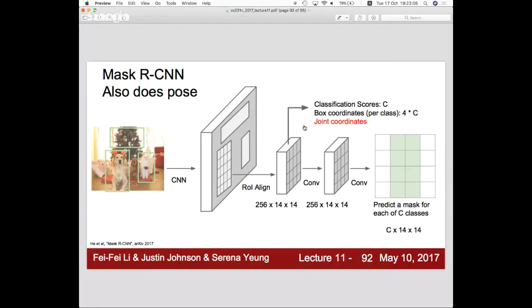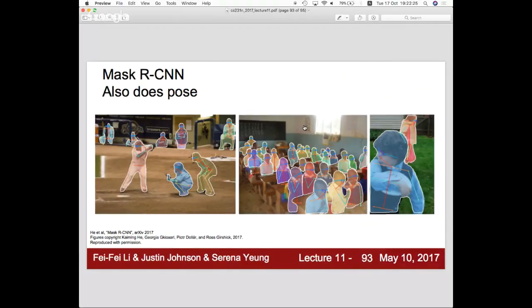And previously, Xiaomei also talked about joint pose estimation, right? Mask R-CNN also does pose estimation. The idea is also simple. In Faster R-CNN, you just add a new output to predict the joint coordinates, which is a regression problem. And this is the output. Given an image, you can predict the number of people and their joints separately.